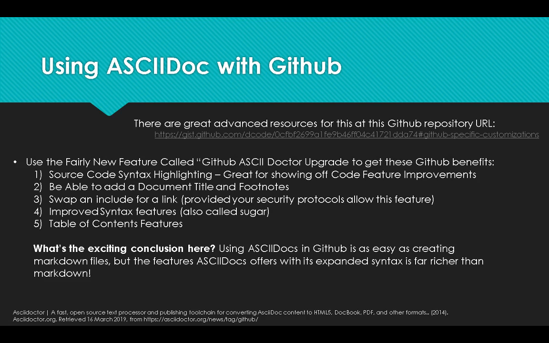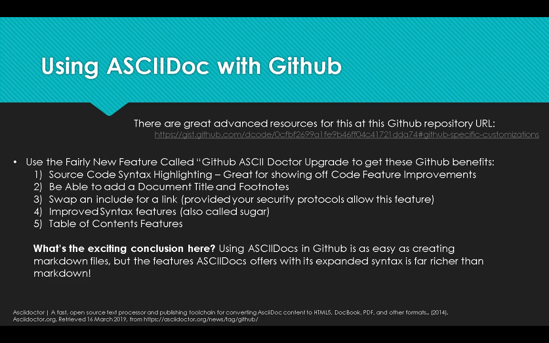So features of that would include source code syntax highlighting, which is great for showing off code feature improvements. The example I saw, it looked like they had made some slight changes to a function, and they had added some syntax to be able to show that off in bold. You could also add a document title and footnotes.